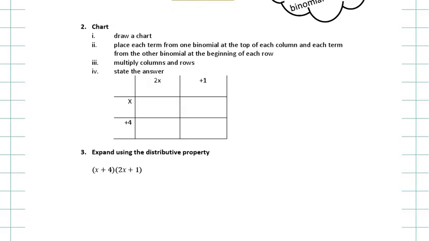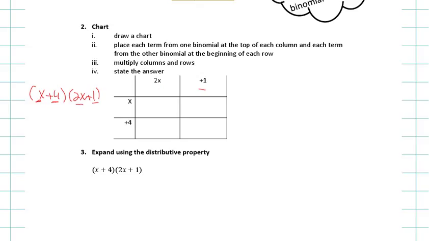It's also using a chart. So you're going to draw the chart. So remember that we have x plus 4 times 2x plus 1. Okay? So in the chart, you're going to put x plus 4. So x right here, plus 4 right here. And then you're going to put 2x right here and plus 1 right here. So you're splitting your binomial into 2 different rows or 2 different columns. And then you're going to have to multiply. Alright, so let's multiply this.